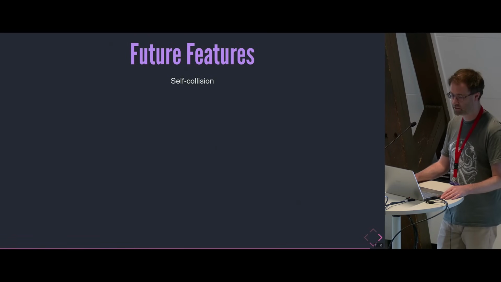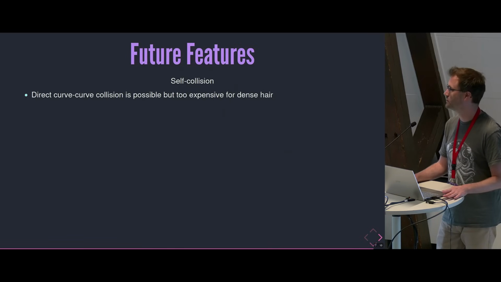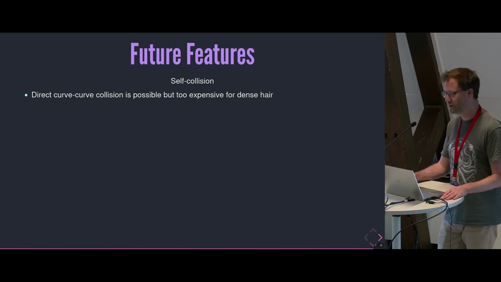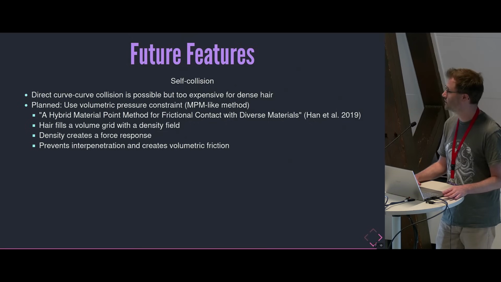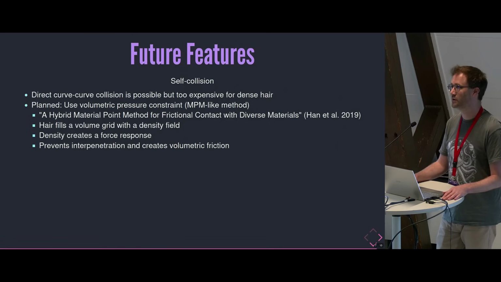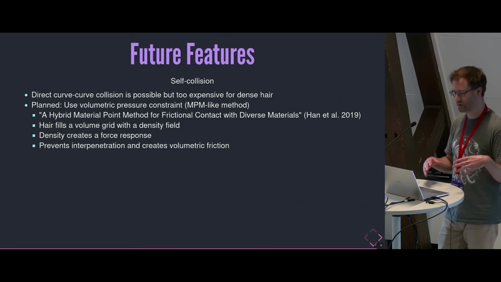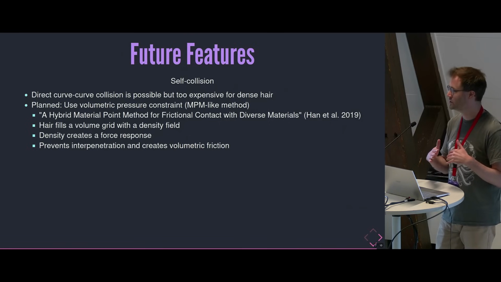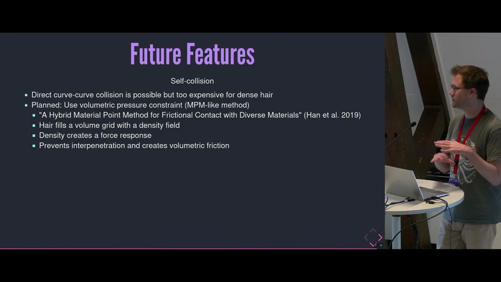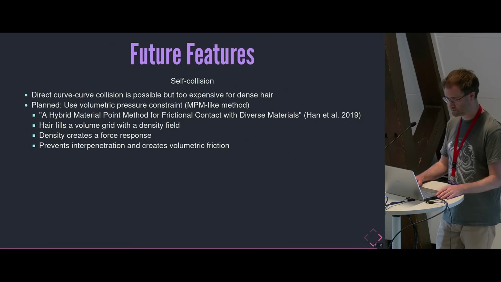Self-collision for hair, I mentioned, can be done with direct curve-to-curve collisions, which is not something you probably want to do for hair because it's just generating too many contact points and becomes very slow. But there are alternatives which we want to implement, some material point method-like approaches. The basic idea is you convert particle points to a grid, and the density then generates pressure forces on these hair points and also adds friction to give the hair some volume and to avoid sliding of hair curves against each other. So this is something we have to look into.